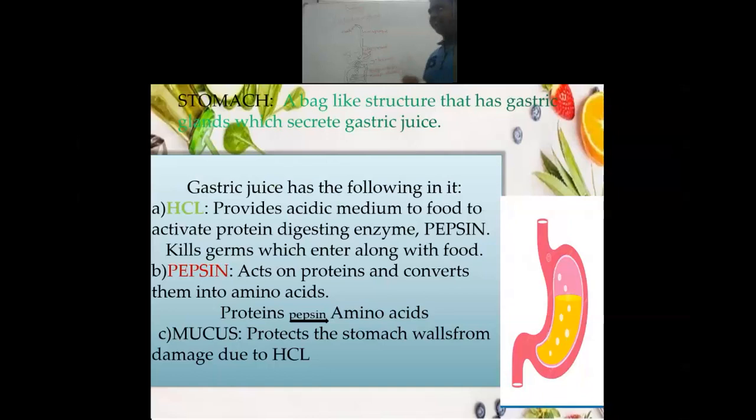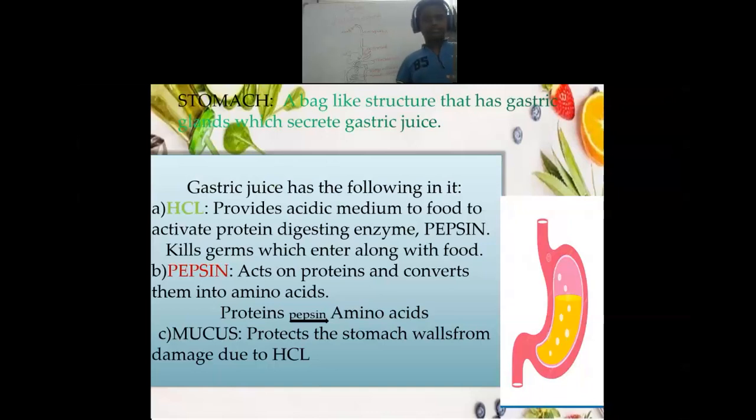Each gastric juice has a function. HCl provides an acidic medium to the food and activates protein-digesting enzymes. When we eat protein-rich food, HCl activates the protein-digesting enzyme pepsin. HCl also kills the germs that enter our body with food. That is the function of HCl, or hydrochloric acid.